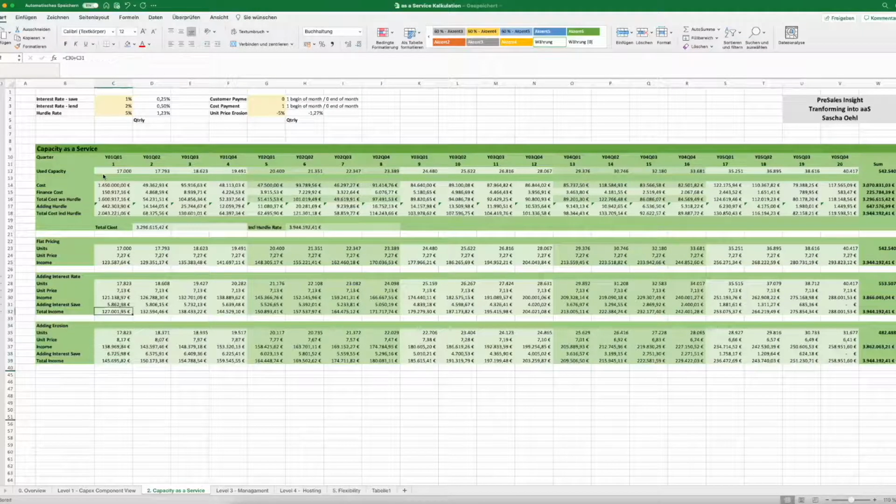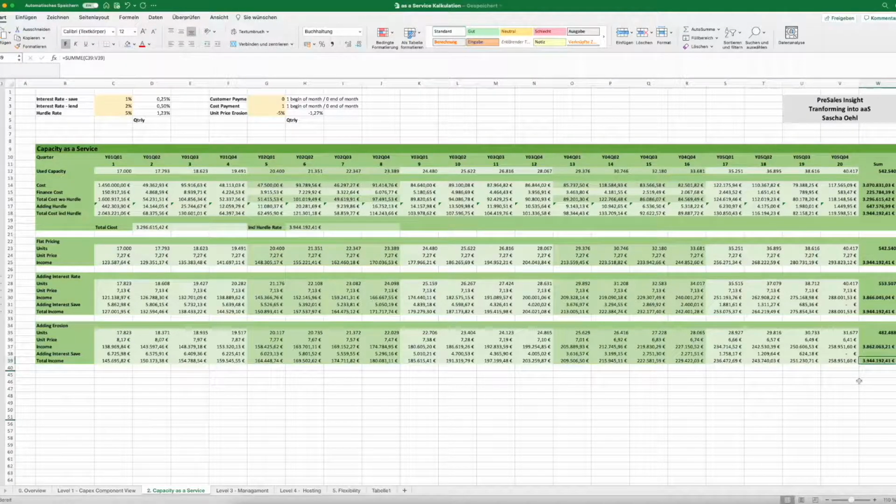And you see, in the first quarter it's even higher than in the other calculations. And why is this? Yes, you can guess it, because the unit price is higher, because the price erosion is just shifting around the money that the customer has to pay. When we sum it up, magically we end up exactly at the 3,944,192.41 euros as before.